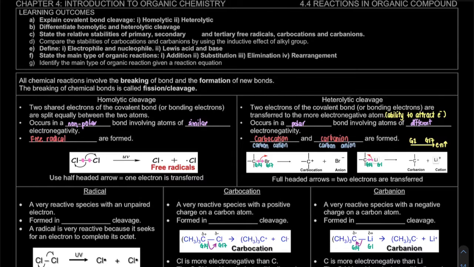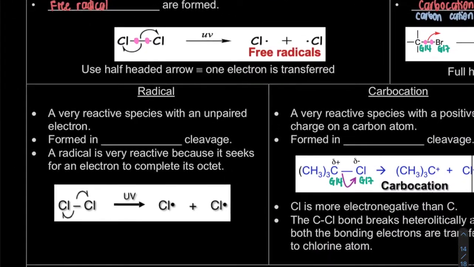Okay, next we're going to talk about the radical, carbocation and carbanion. A radical is a very reactive species with an unpaired electron. This radical is formed from homolytic cleavage. The radical is very reactive because it seeks an electron to complete its octet.